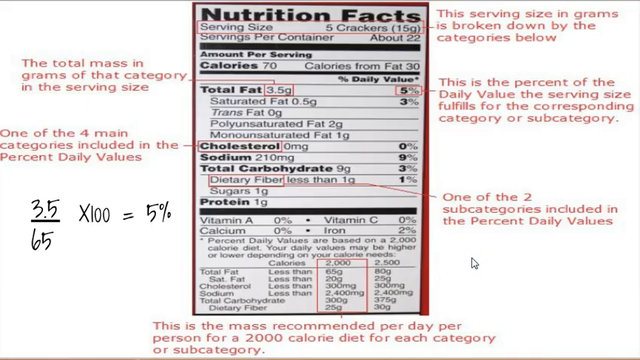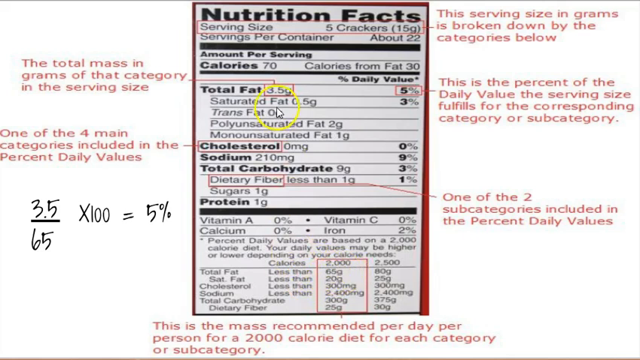When we look at any nutrition label, we actually are presented with percent composition, and it's listed here as the percent daily value. So for example, if we look at the total fat in one serving size, which happens to be 5 crackers, it says there's 3.5 grams. The percent value tells us what percentage this 3.5 grams is out of the total amount of fat that you're allowed for the day. That's listed down here as 65 grams.